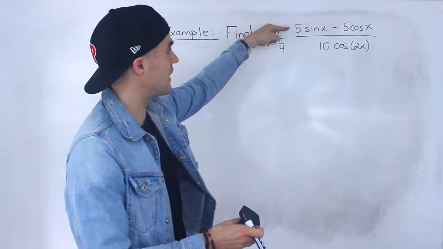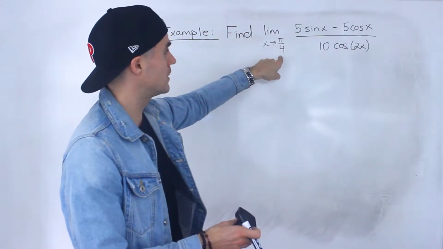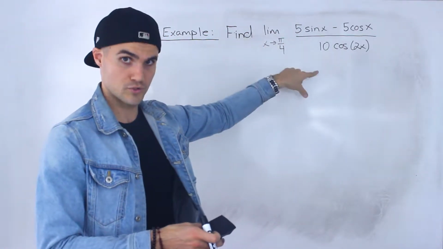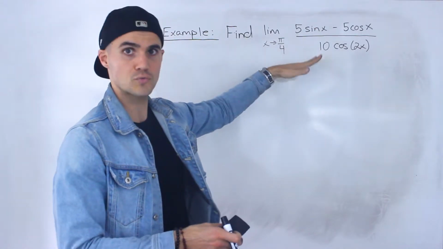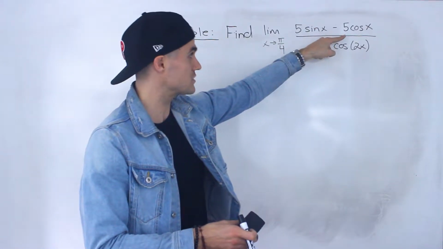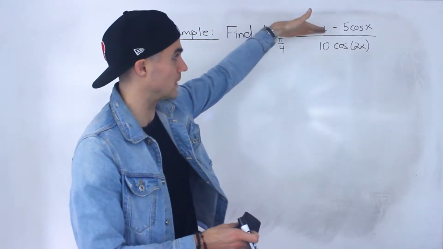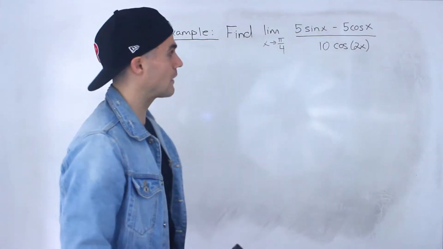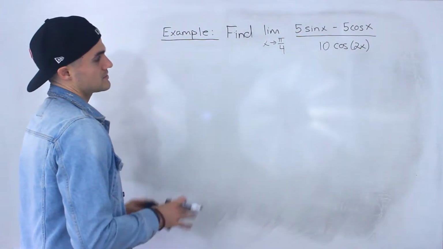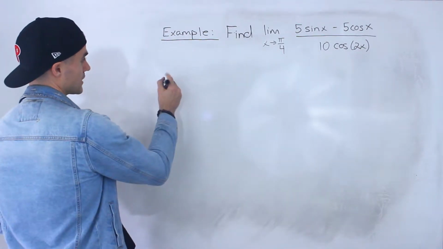And then over here we've got 5 times sine of pi over 4, which would be 5 over root 2, right? Because sine of pi over 4 is 1 over root 2, and then we'd have cos of pi over 4, which is also 1 over root 2. So we'd have 5 over root 2 minus 5 over root 2, which would be 0 as well. So you've got to figure out some other kind of strategy.